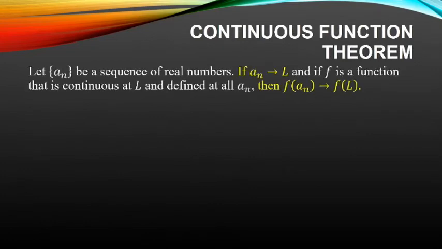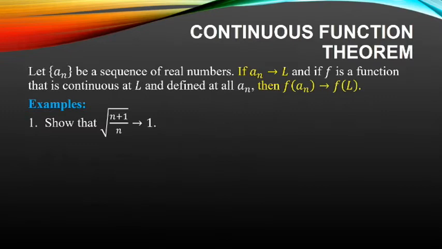So continuous function theorem. Let the sequence a sub n be a sequence of real numbers. If a sub n approaches L and if f is a function that is continuous at L and defined at all a sub n, then f of a sub n approaches f of L. So let's show an example. Show that the square root of n plus 1 over n approaches 1.